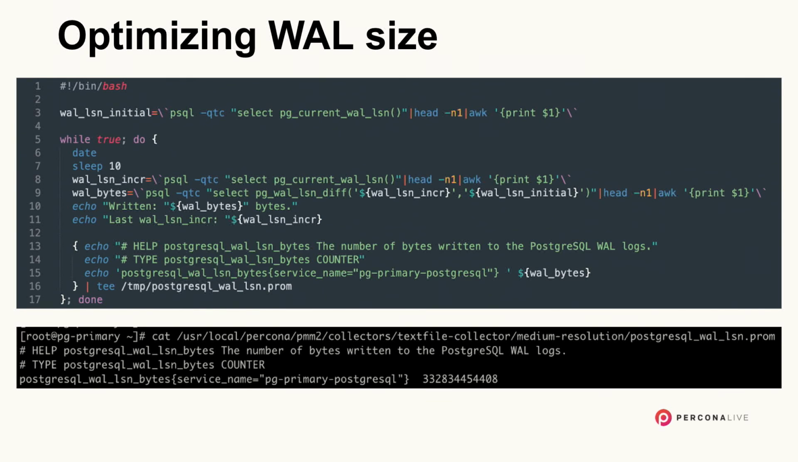current LSN that has been written to the WAL, right? And then we are going to go into a loop where we sleep for 10 seconds because of medium resolution. And what we are going to do is, okay, give me the current LSN, and I will subtract from it the last LSN that I used, right? So that will give us the difference in bytes from the last 10 seconds, right? So what do we do with that? Simply write a file that has the metric name, which is going to be postgresql_wal_lsn_bytes. And here comes the tricky part.